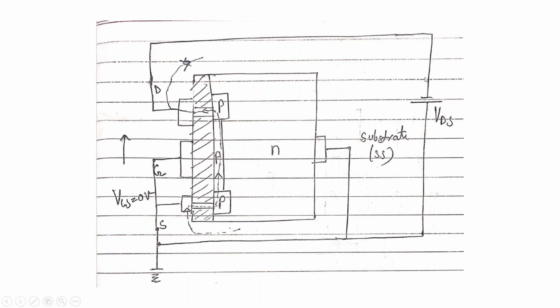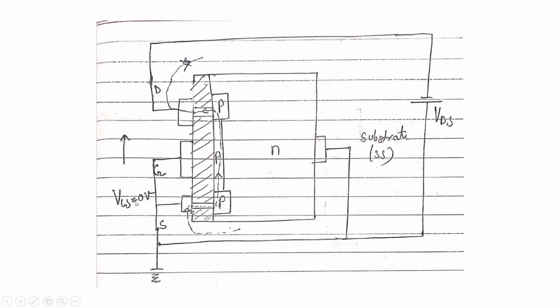When we apply negative voltage here, there will be a flow of holes. The conduction is due to the majority carriers, the holes. So the holes will flow like this, in this direction. And the current will flow in the direction of the holes. Therefore, the direction of current will be like this.